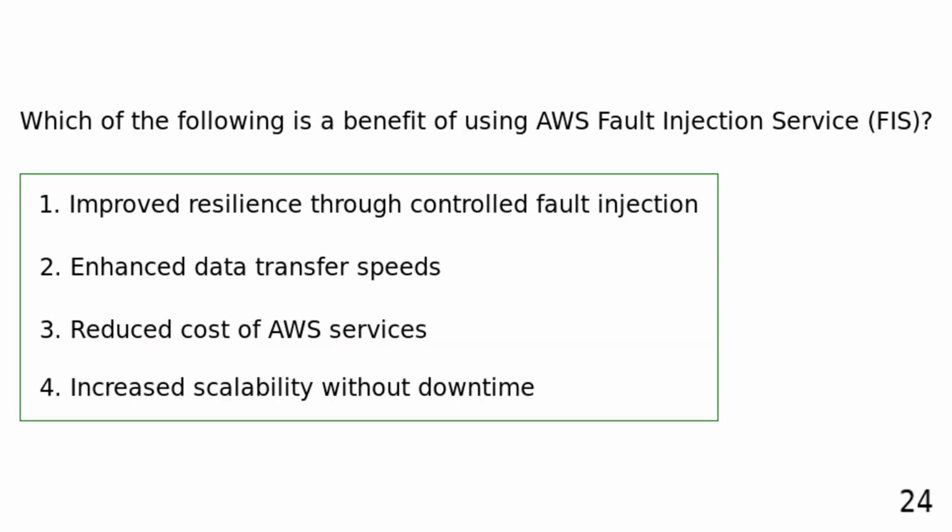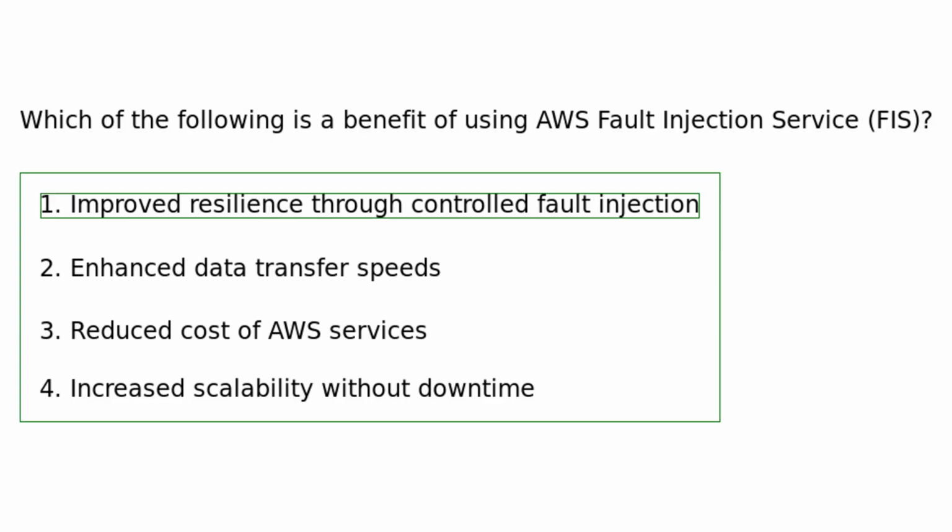Which of the following is a benefit of using AWS Fault Injection Service? Improved resilience through controlled fault injection. Enhanced data transfer speeds. Reduced cost of AWS services. Increased scalability without downtime. AWS Fault Injection Service improves resilience by allowing controlled fault injection, helping identify weaknesses in architectures without affecting production.